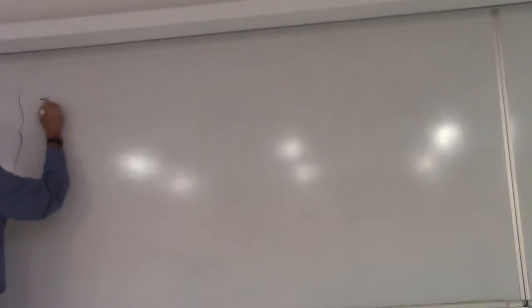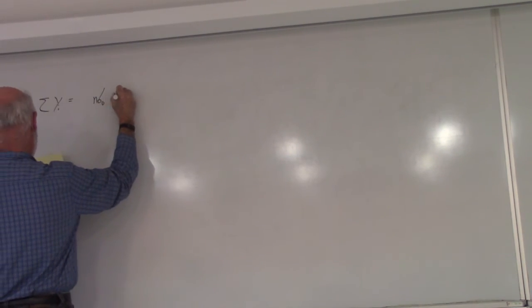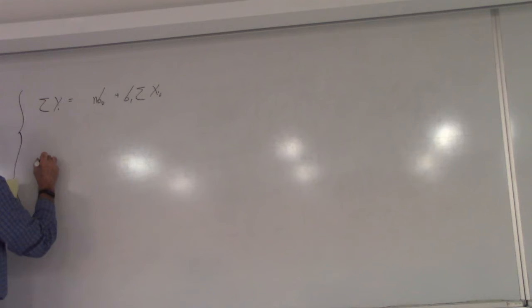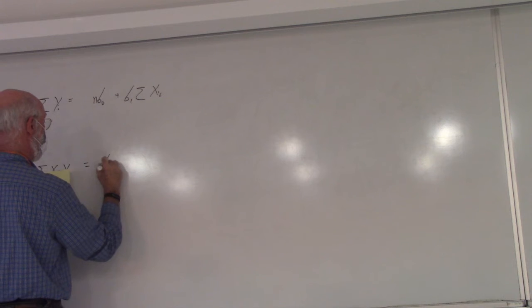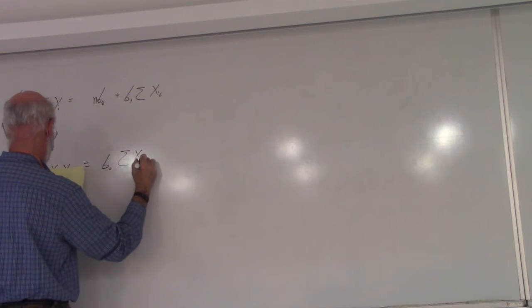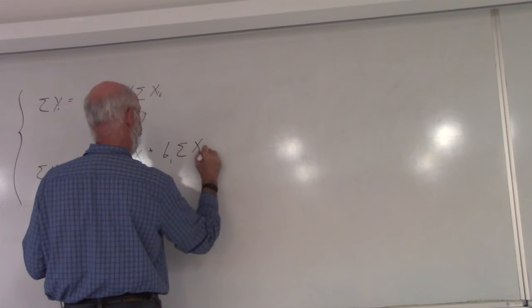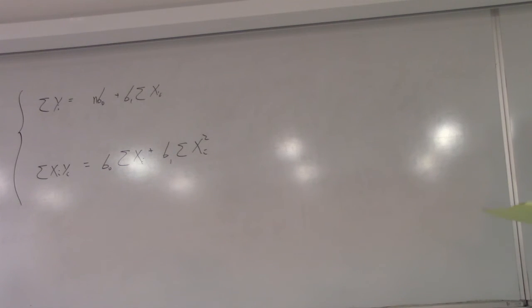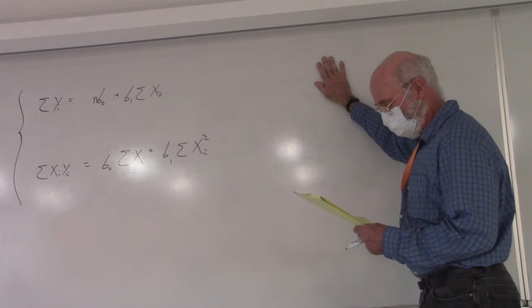I get the sum of yi is equal to n times b0 plus b1 times the sum of xi. And I get the sum of xi yi is equal to b0 times the sum of xi plus b1 times the sum of xi squared. You're saying, great. Now what? Hey! It's kind of interesting, actually, if you look at it.